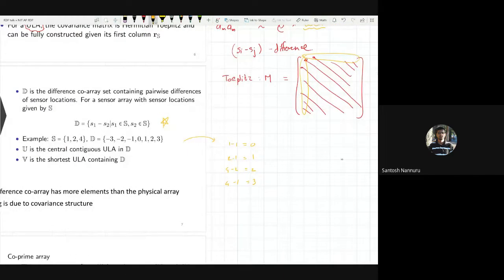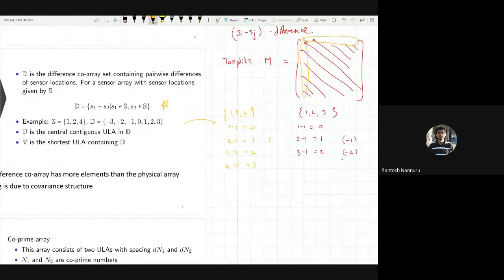So this was the set 1 to 4. I have these numbers. Let me do it for the set 1 to 3. What numbers do I get? 1 minus 1, 0. I'll get 2 minus 1 as 1, 3 minus 1 as 2. 0, 1, and 2 I get. I cannot get any other numbers. Can I? Any other difference? Of course, the negatives are also there, so minus 1 and minus 2 will be there. But apart from that, I don't get any.